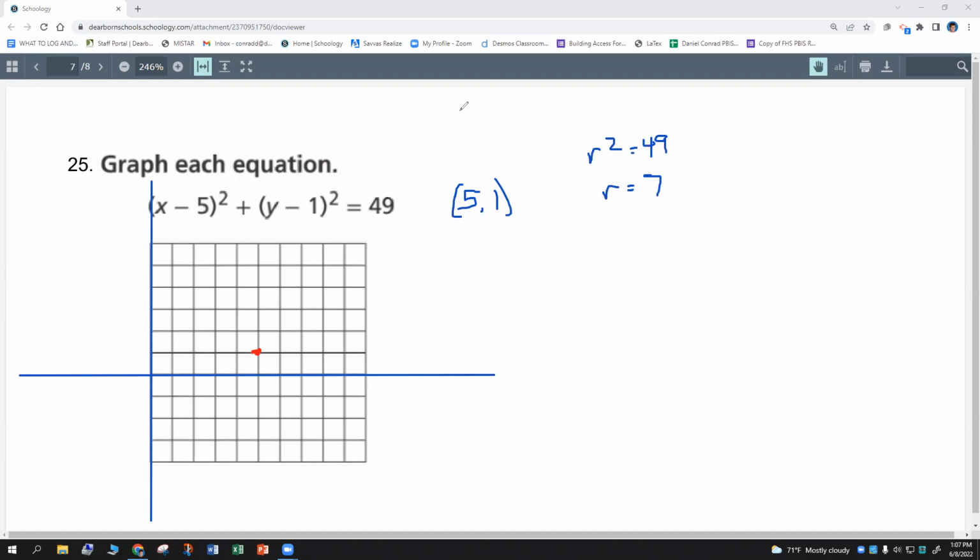There's the center. So to make the circle, we're going to go 1, 2, 3, 4, 5, 6, 7 units up. We're going to go 7 units to the right, 7 units down, and then 7 units to the left. And then we're simply going to draw in the rest of our points. And that would be our circle.